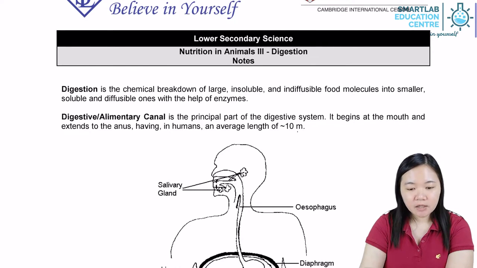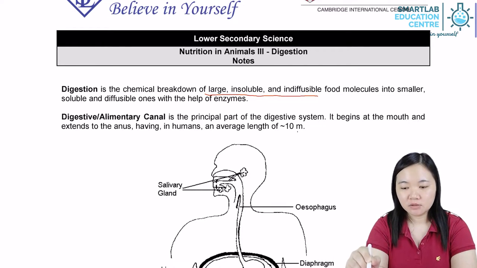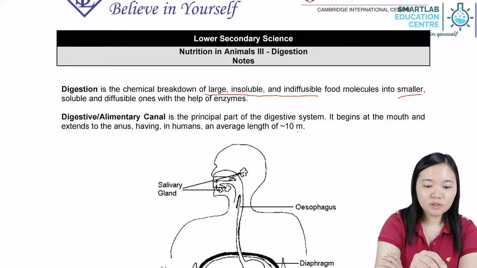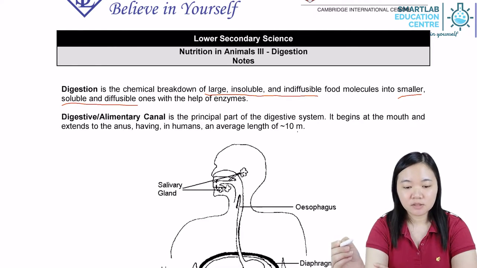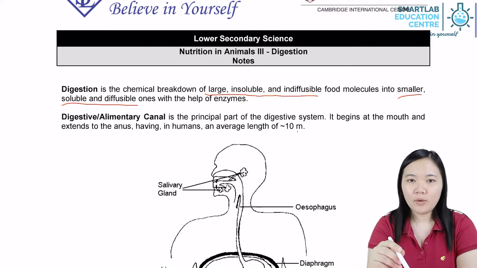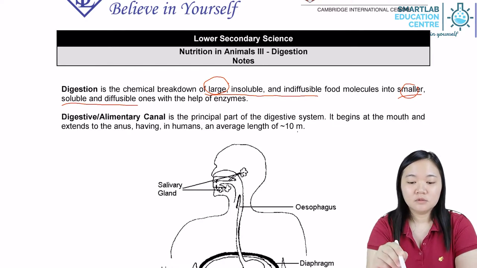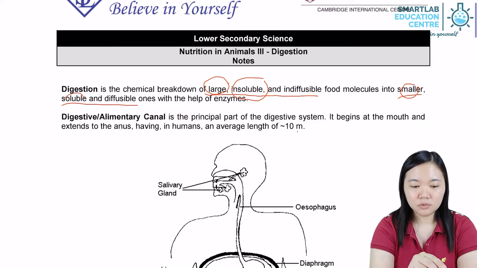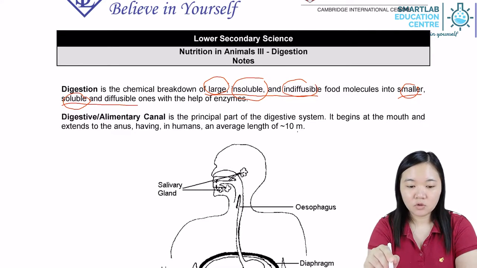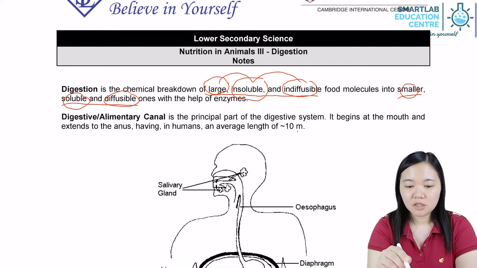Digestion is the chemical breakdown of large, insoluble and indiffusible food molecules into smaller, soluble and diffusible ones with the help of enzymes. So how to remember this long sentence? Very, very easy. You just remember large, the opposite is small. Insoluble, the opposite is soluble. Indiffusible, the opposite is diffusible. So your job is to remember these three: large, insoluble and indiffusible. Subsequently, you just write down the opposite of these three points.